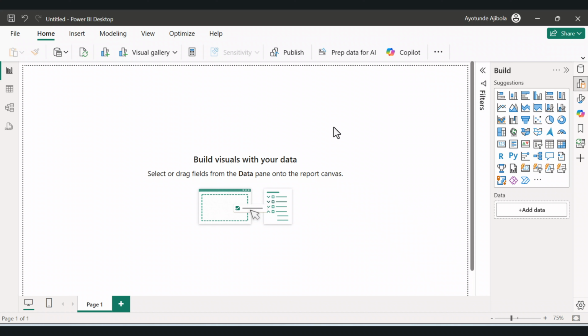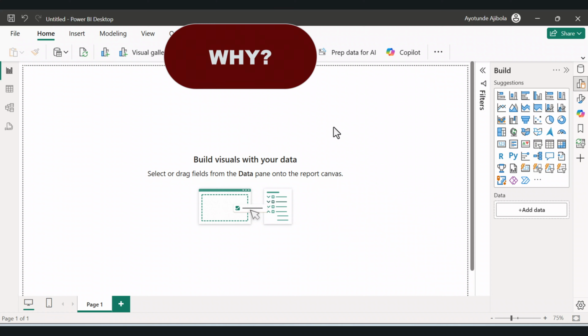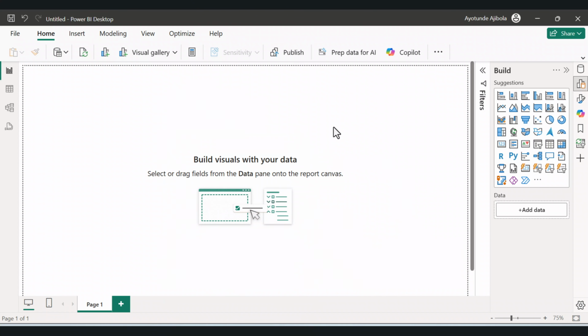Welcome back. In our last lesson, we used the decomposition tree to explore how our key metrics break down. This time, we are going to use another powerful AI visual to answer what is often the most critical business question: why? We'll be using the key influencers visual.